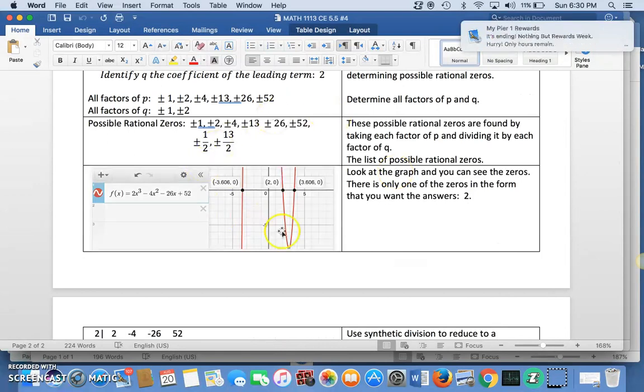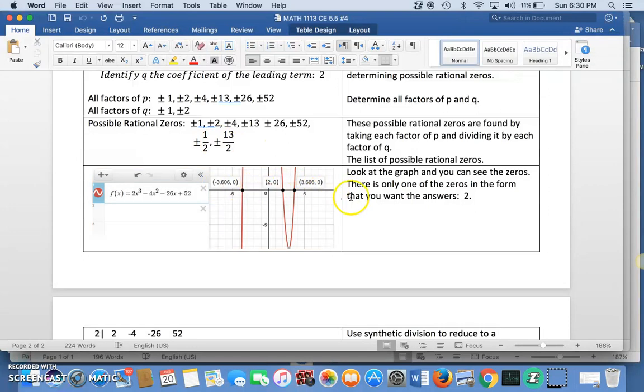Anything that shows up on this graph is a real zero, and those are your rational zeros. You also can have imaginary zeros. So you kind of want to look at the graph and look for one that is in the form you want it. Keep in mind, we don't want these decimals. We want our answers either as whole numbers, fractions, or radicals. So 2 is a good one.